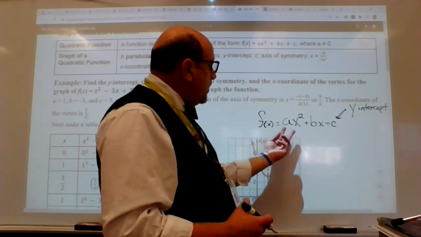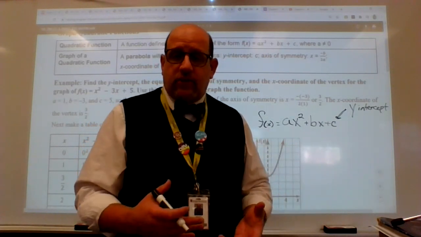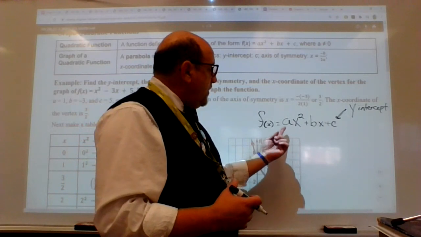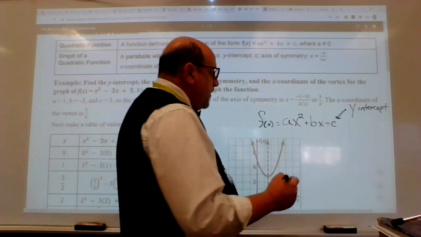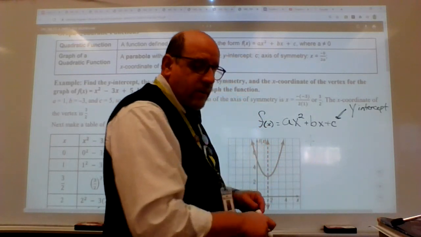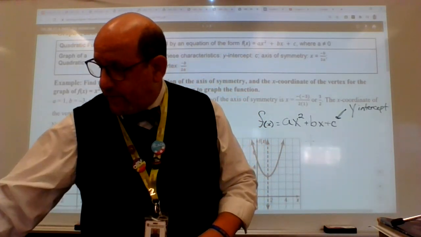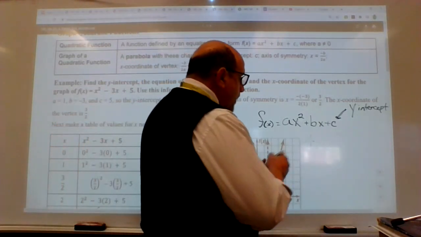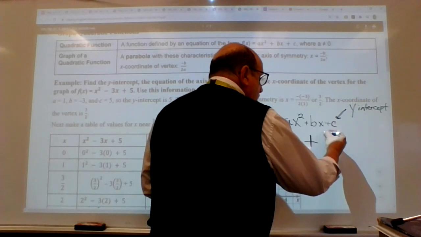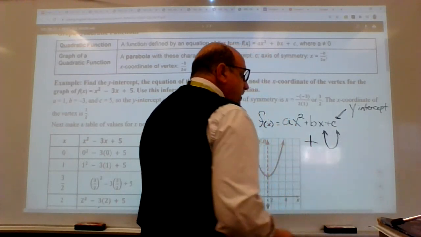You can also look at this coefficient up in front of the x squared term, and it gives us another certain piece of information. If this is positive, if there's no negative sign, so a positive coefficient, I'm going to grab a different marker because this one isn't working very well. If this coefficient is positive, then our parabola is going to be pointing up, so it's a smiley face.